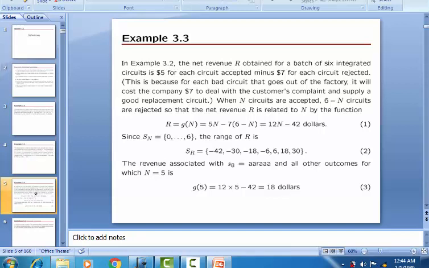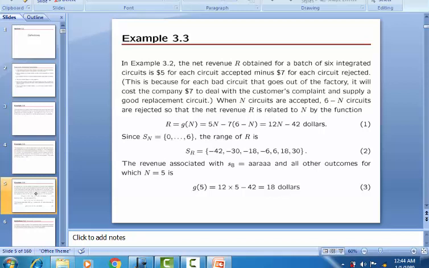So, for example, if we extend that example where we test the circuits, you know that whenever we have a successful circuit, that gives us some profit, and when there is a rejected circuit, that makes a cost on the company. So, assume that the net revenue obtained for a batch of 6 integrated circuits is $5. Okay, so you have 6 circuits and you get revenue of $5 for each circuit accepted, minus $7 for each circuit rejected.